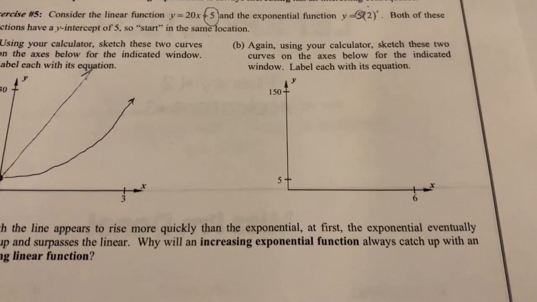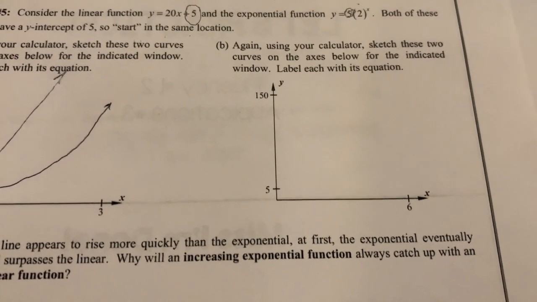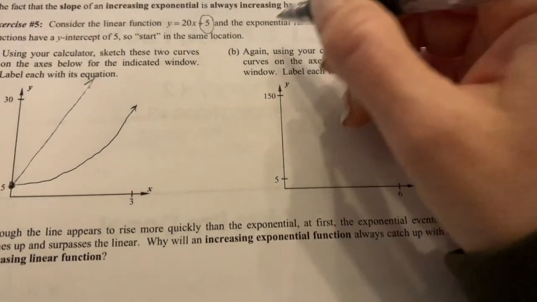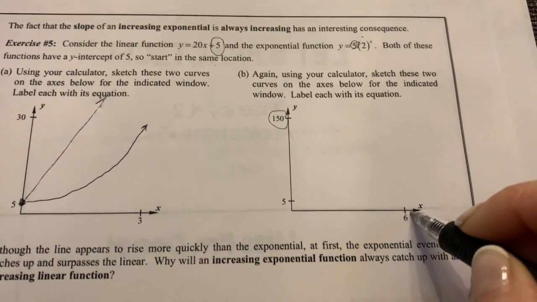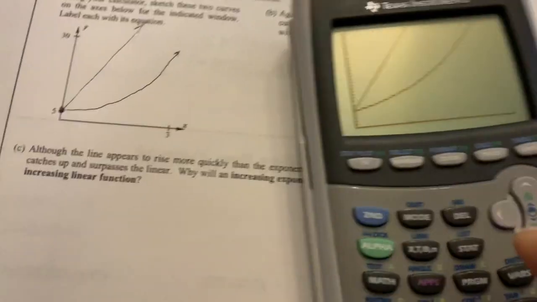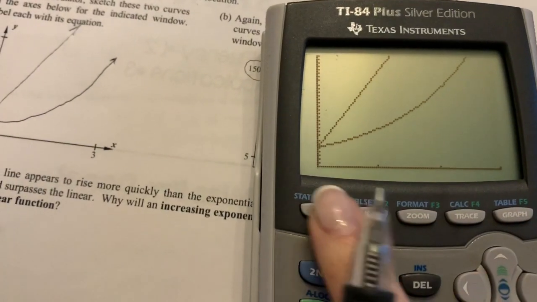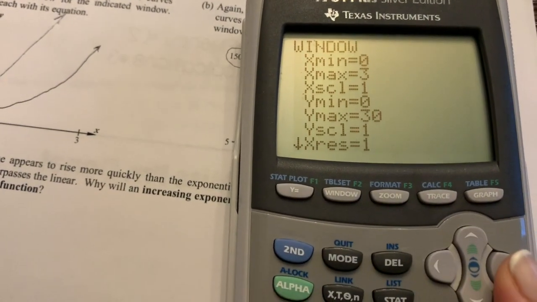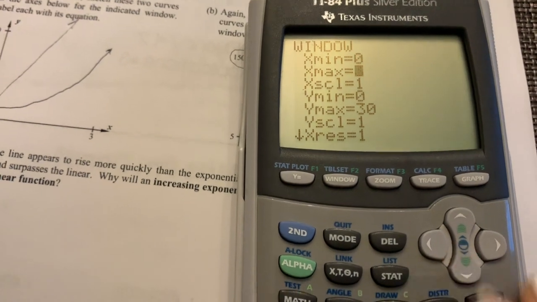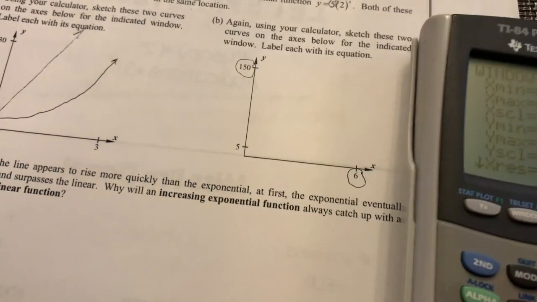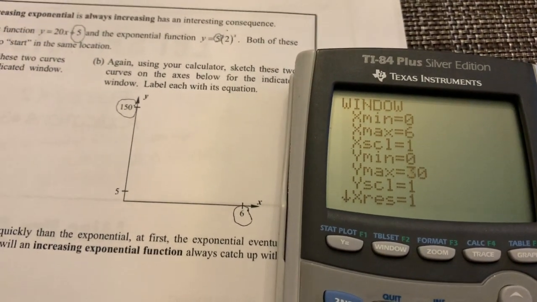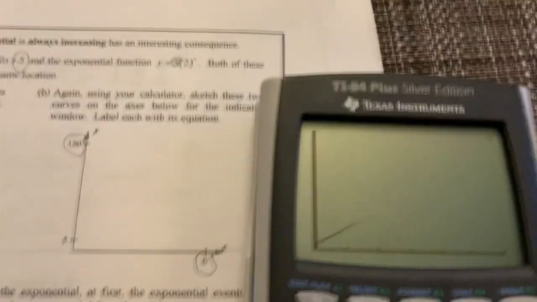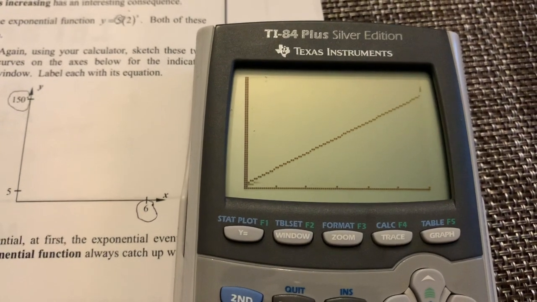So we're going to do the same exact thing. We don't have to change our y equals. We're only going to change the window. So we're going to change our y max to 150 and our x max to 6. We don't have to change anything in y equals. We're just going to go to the window, and we're changing our x max to 6, and our y max to 150 so that we can see what's really happening here. And let's see what happens. There's our straight linear function again.